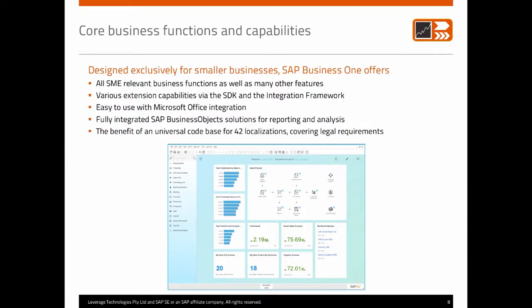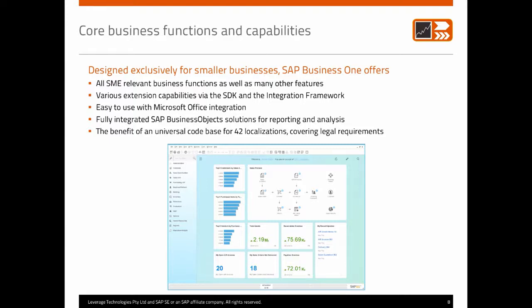So that core functionality, it's important to understand. I'm going to take you through and give you a little bit of a demonstration of this. Those business functions, the extension capabilities, important to note, there is easy Microsoft Office integration, and we're going to show you how some of that works. And we integrate products from another part of the SAP product family called SAP BusinessObjects, which give you reporting and analytics. And of course, the benefit is that there is universal code base for 42 localizations, all those localizations operating from one code base.